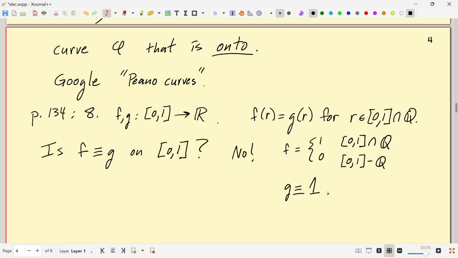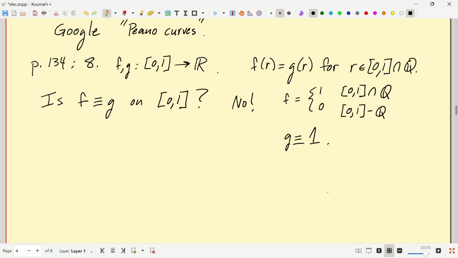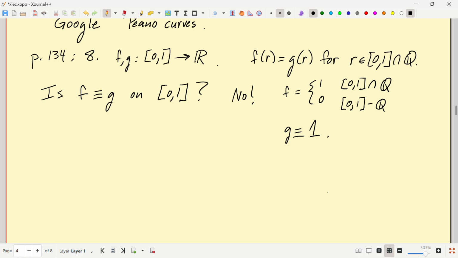But your observation that if one of them is continuous, then this changes the whole situation. Or let's see, what do we have to know? We'd have to know they're both continuous. Would we? Yeah.